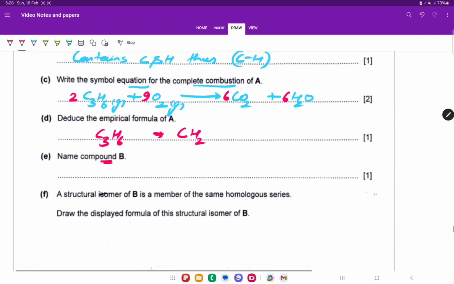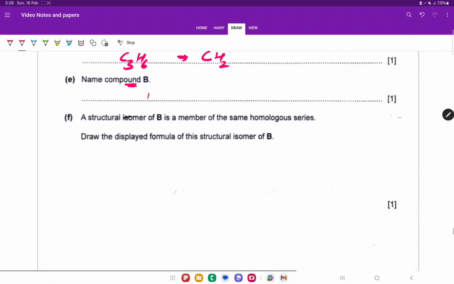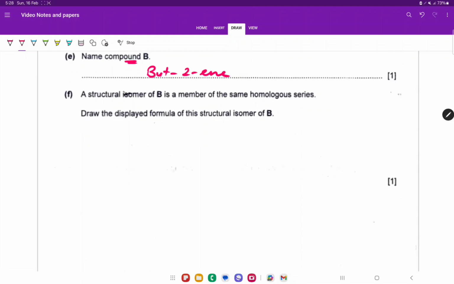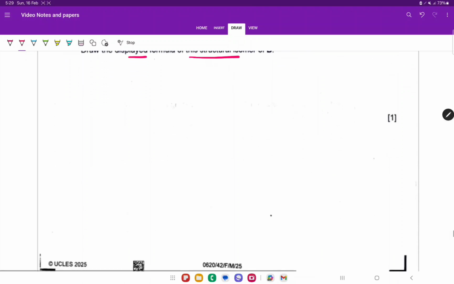Name compound B. Now compound B has a double bond on the second position and has 4 carbons. Therefore, I write the name but-2-ene. You should write it this way, but-2-ene. The position of the double bond is required. A structural isomer of B is a member of the same homologous series. Draw the displayed formula for the structural isomer of B.